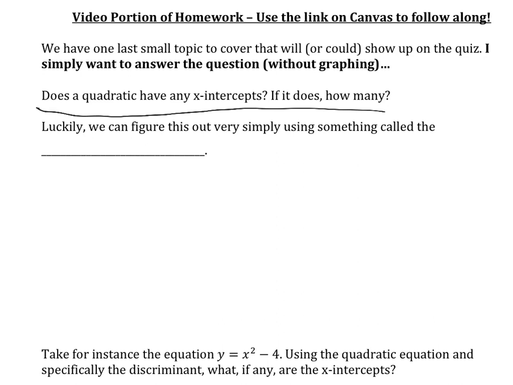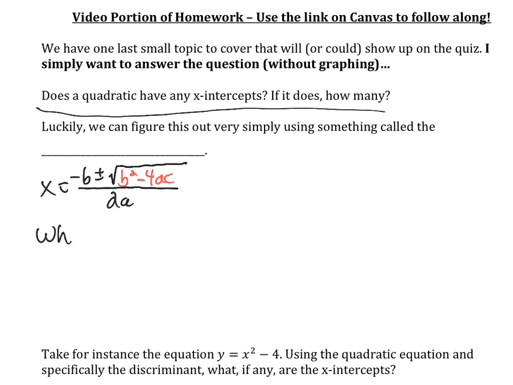And what I want to do is go back to the idea of the quadratic equation. If you remember, the quadratic equation is x equals negative b plus or minus the square root of b squared minus 4ac, all over 2a, okay? And again, I just want to know how many x-intercepts there are. Well, let's think about this question, okay? When we think about x-intercepts, we typically have two, okay?